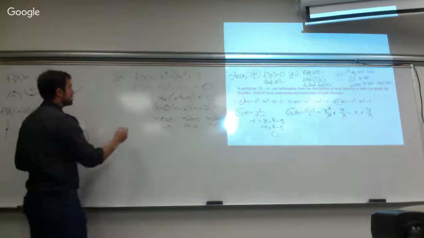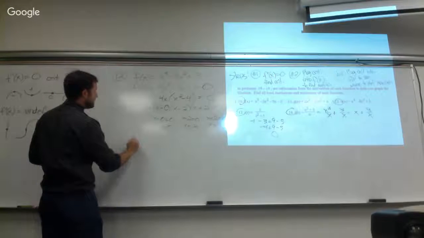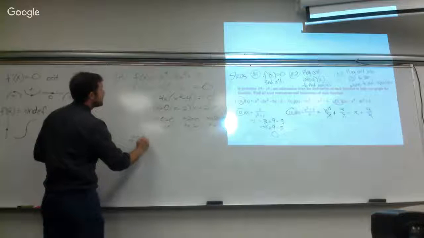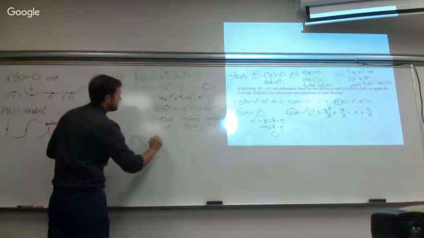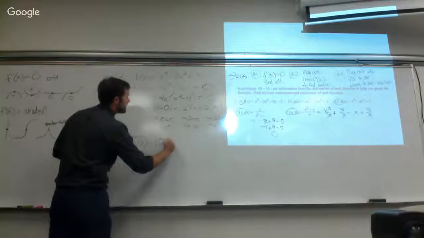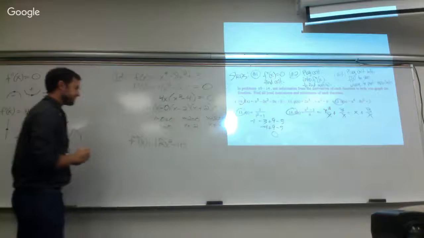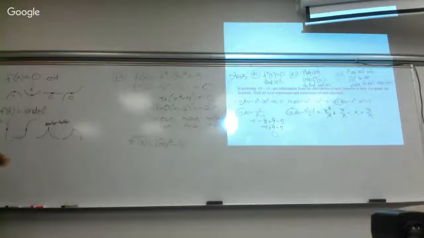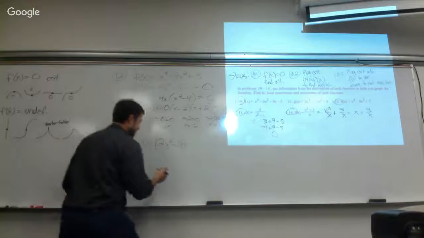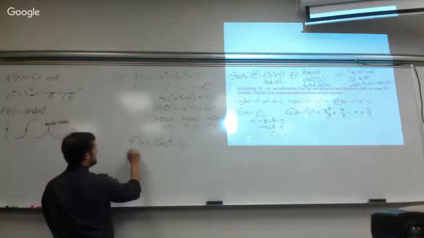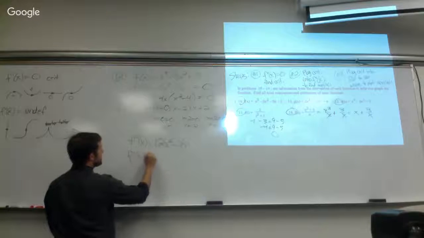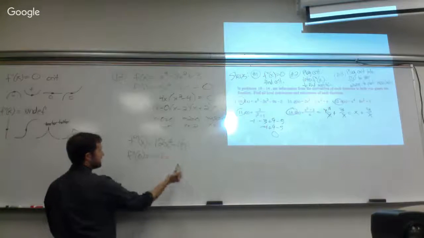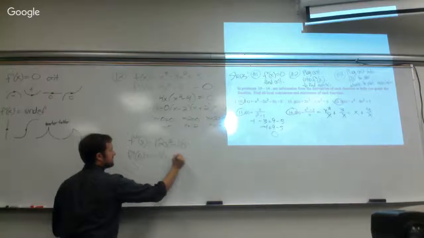So our second derivative is what? 12x squared minus 16. So we get to plug all 3 of those values in to find out if they're positive or negative. So at 0, that would be negative 16. So that's concave down, so it's a maximum.